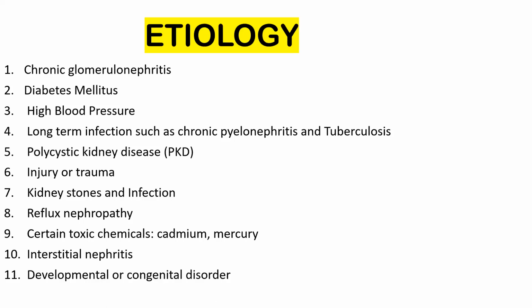Okay, next and last is developmental or congenital disorder. Because of this congenital disorder too, you already know, I have already discussed it recently. That is any kind of disorder or anomaly that occurs from birth. That is known as congenital, and that disorder, if it occurs, can lead to chronic kidney disease.